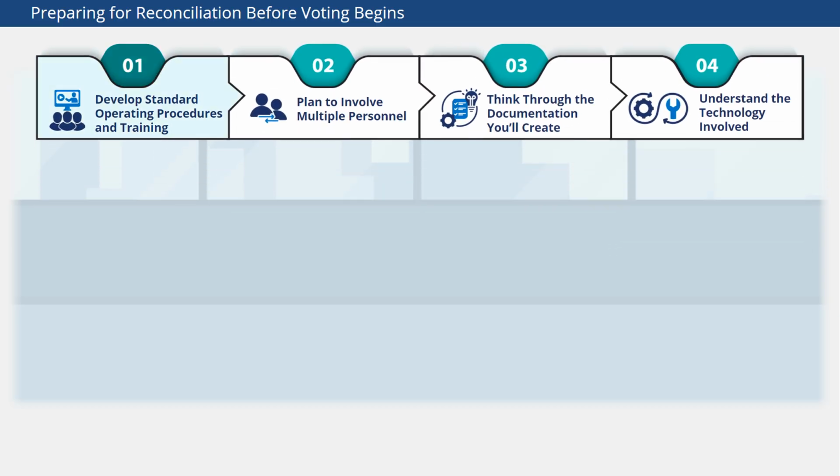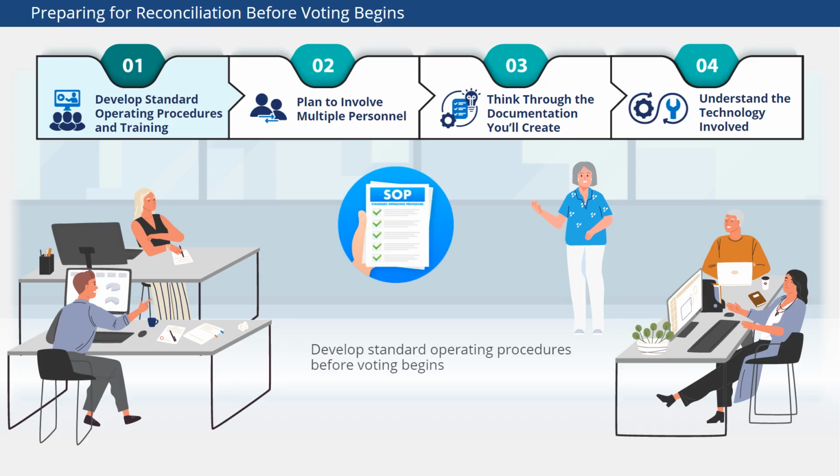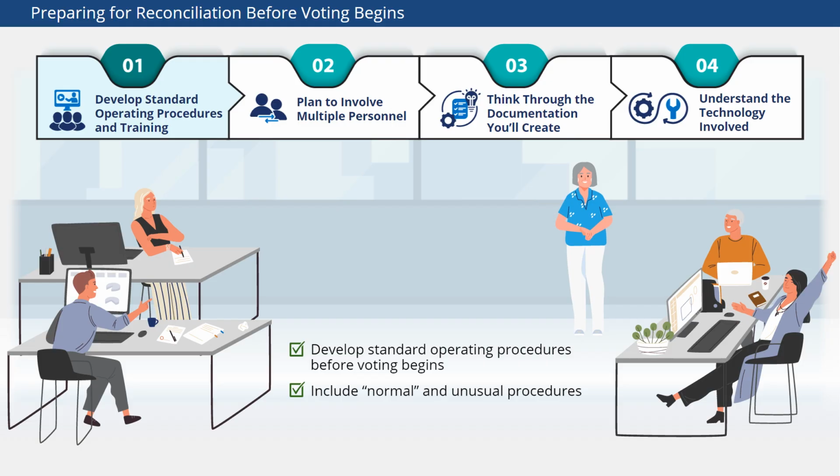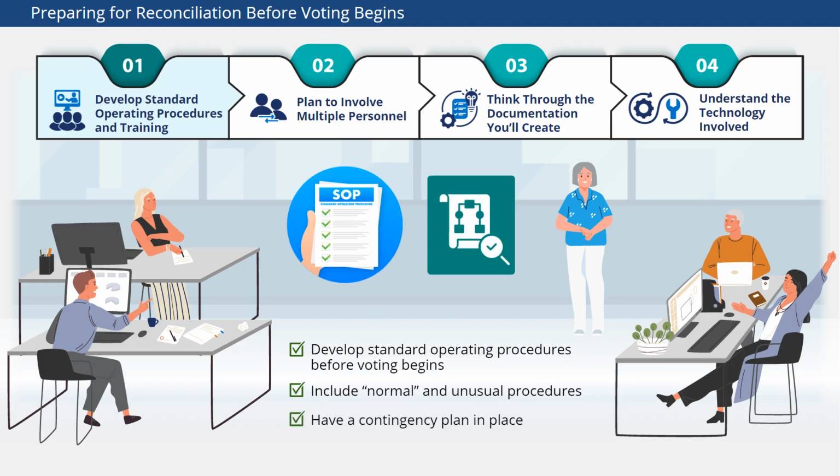1. Develop standard operating procedures and training. To encourage consistency, develop standard operating procedures before voting begins. Include both the normal process and what to do in unusual situations, like if a ballot has been damaged in the mail. Train election workers and staff to follow procedure and have a contingency plan ready that details how you will reconcile ballots in the event of technology failure or other problems.